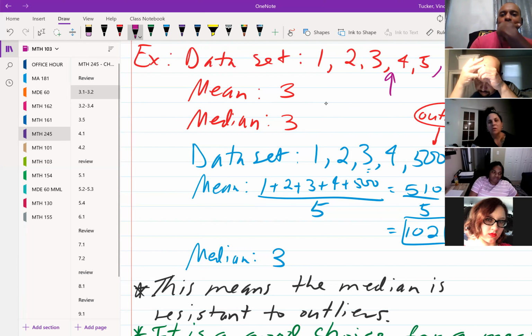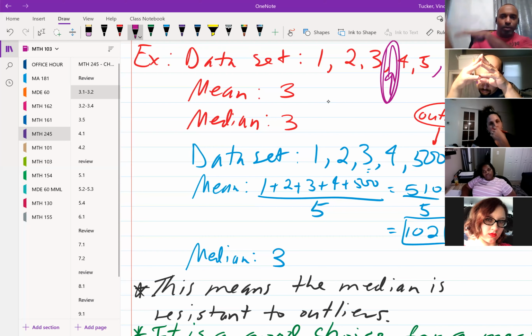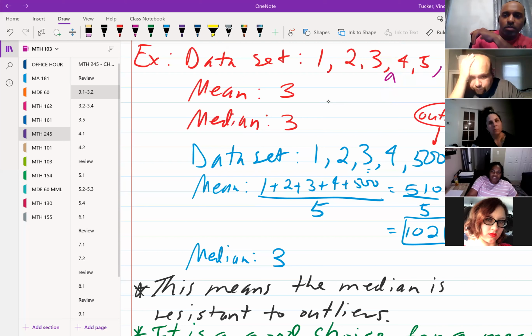Sorry, what did you say? If you had 6 numbers, 1, 2, 3, 4, 5, 6, you wouldn't really have a middle number, because you have an even number of data values. There's no middle number right here. You have 3 on the left and 3 on the right. So basically the data set has to be an odd set.